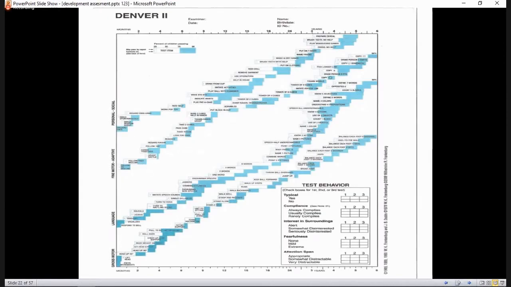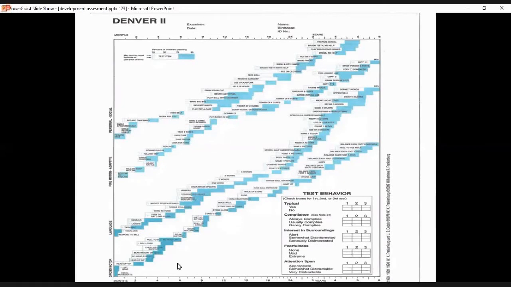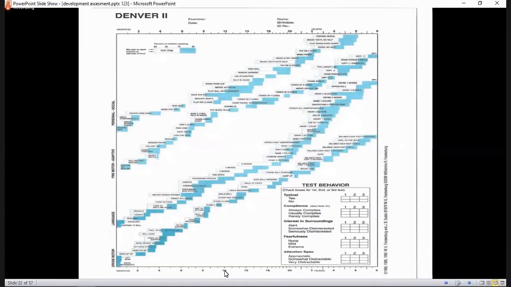You can see this personal and social. You can see this fine motor. You can see this language going this way. You can see gross motor. This is the way you see for the gross motor. That's okay. This is the month. This is 1 year, 15 months. Okay. You can see this for 5 years.